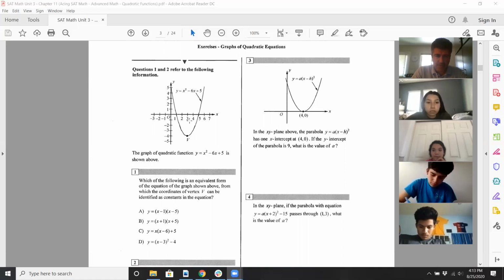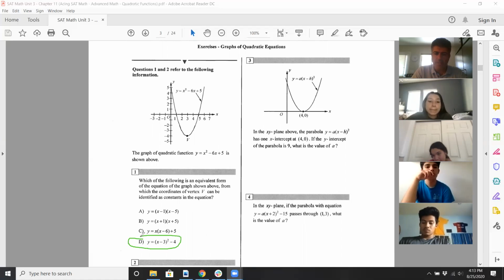Well, the vertex here, I think it's pretty obvious. I mean, it's 3, negative 4, but your x-intercepts are 1 and 5. You can factor it to prove it. So halfway between 1 and 5 is 3. If you throw 3 in the equation, you do get negative 4. So you're looking for 3 and negative 4 in the equation itself. And that's why you get D.